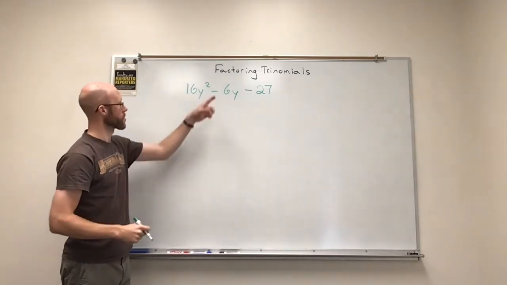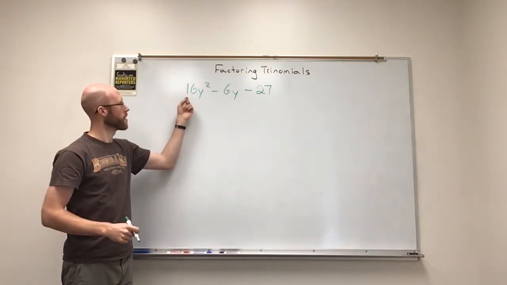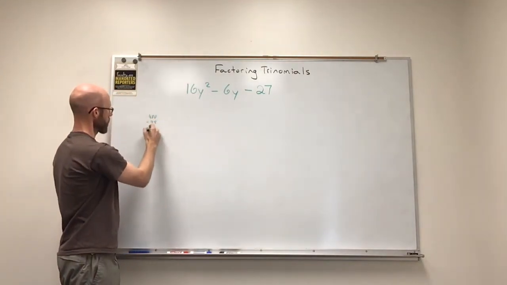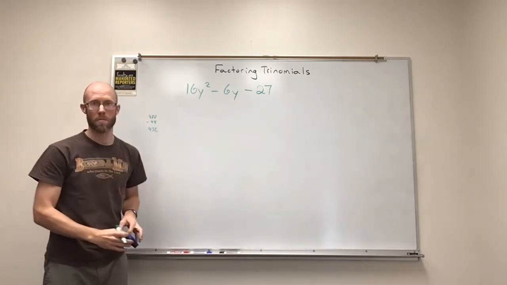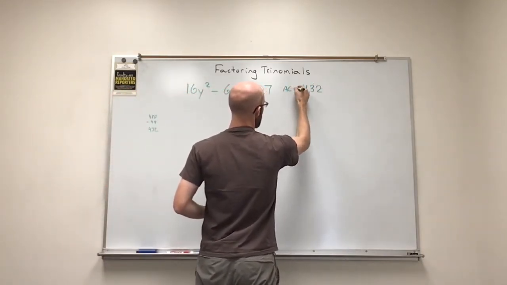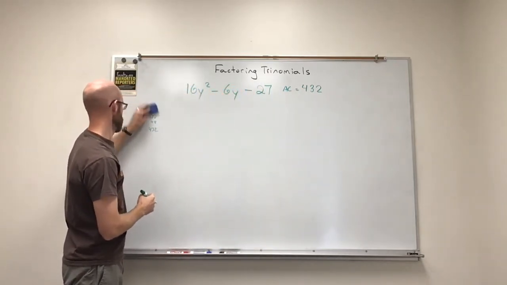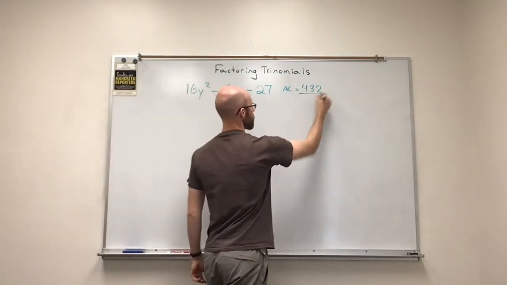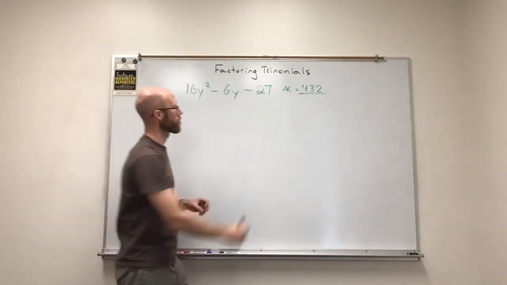What's 30 times 16? 480. And then 3 times 16 is 48. So if I took 480 minus 48, I'd get 432. I think that's 432, if I'm not mistaken. We're going to go with that. 432 is the AC. Yeah, that should be right. Okay, and so I need to find factors of 432 that add up to a negative 6. Oh, it's also a negative 432, my bad.